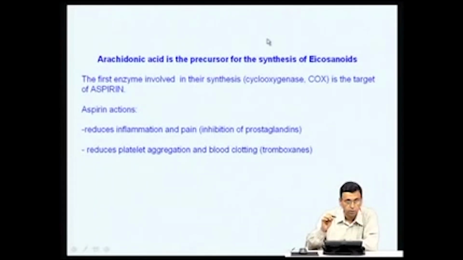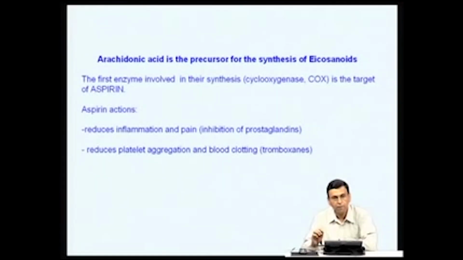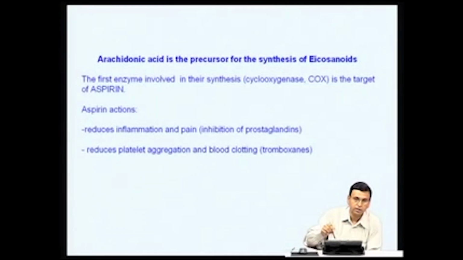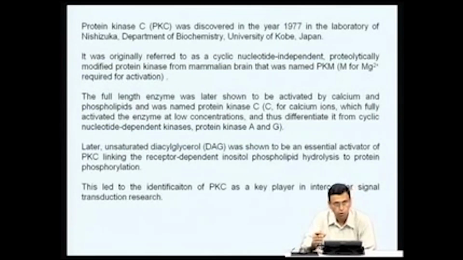So, just remember this. We are not going to discuss this point in detail, but it is a very important point to remember, because this particular pathway involving the synthesis of eicosanoids, as well as the enzymes of this pathway, is a billion-dollar industry, and a number of molecules that we are using today are either activators or inhibitors of the enzymes involved in this pathway. Now, let us come back to protein kinase C.